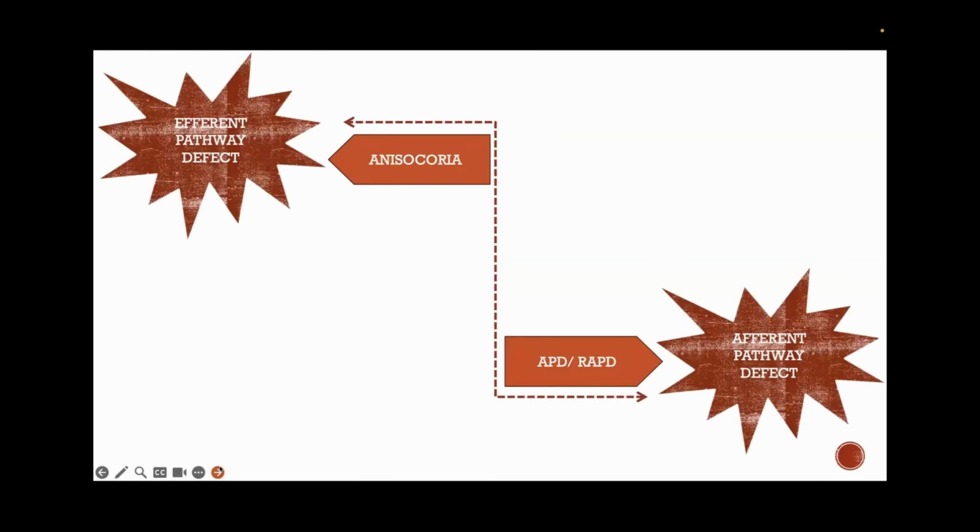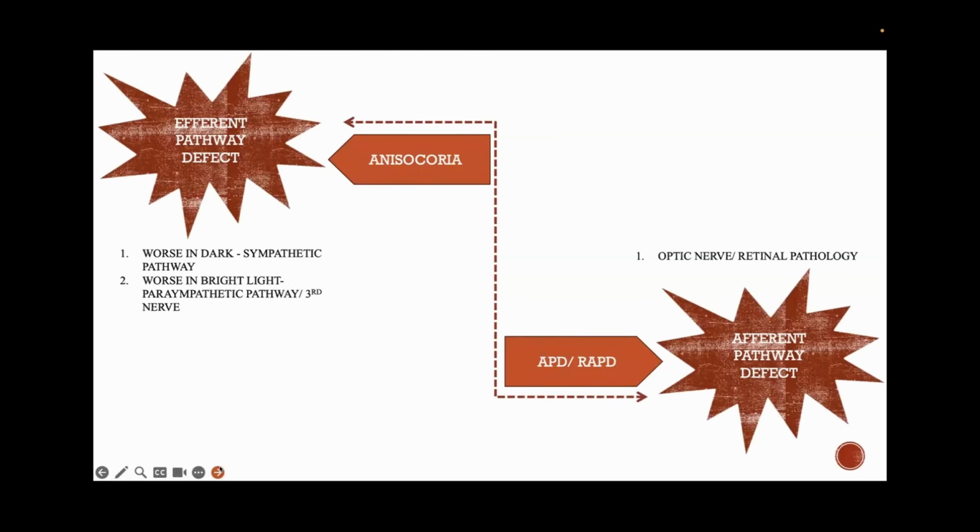If it is an afferent pupillary defect or a relative afferent pupillary defect, then you look at the optic nerve and the retina and the afferent pathway of the system. But if there is a defect in the efferent pathway, then you compare the pupils in the light and the dark. If the difference in the sizes of the pupil gets worse in the dark, you look at the sympathetic pathway and you think about Horner syndrome and those other conditions. If this difference becomes worse in the bright light, then you think of the parasympathetic pathway or the third nerve.